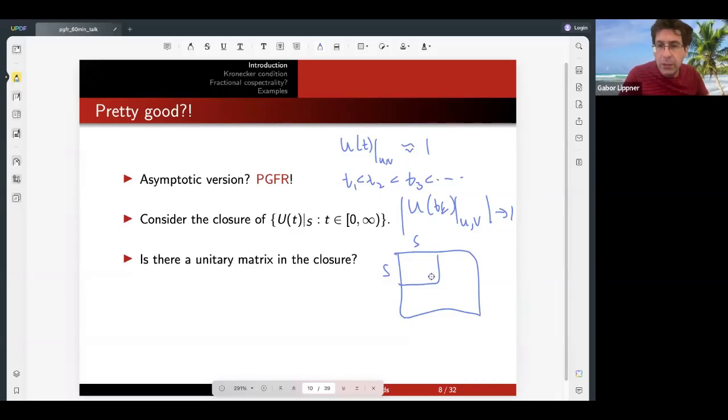So in topological language, what we're doing is looking at the closure of all the possible submatrices we get. We take this submatrix for all time. This is some subset of all S by S matrices. We look at its closure, and we want to find a unitary matrix in this closure.